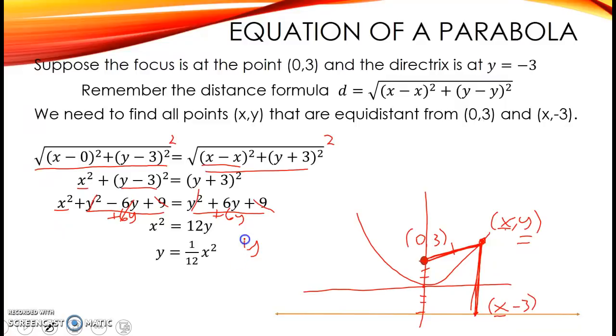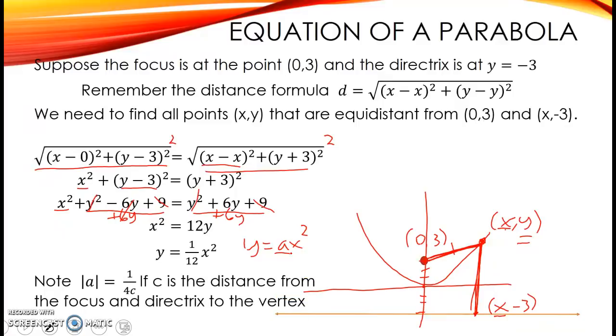This is in this form, y equals a times x squared. So the a is 1/12. Well, there's something special about that 1/12, and that's this relationship. The absolute value of the a value in a general quadratic equation is equal to 1 over 4 times c.